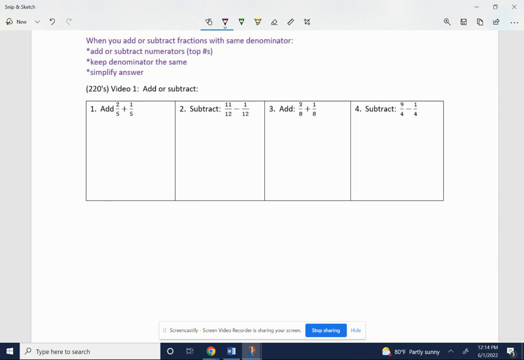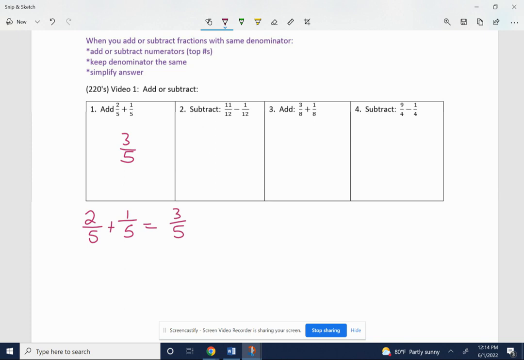Okay, so problem one, if I want to add 2/5 plus 1/5, since my denominators are the same, my bottom numbers are the same, I'm just going to keep the 5, and then I'm going to add my 2 and 1 together to get 3. Now I do need to make sure that this is reduced. There is no number that will divide into 3 and 5. 1 divides into 3 and 5, but that doesn't help because you can't reduce it. So 3/5 is the answer.